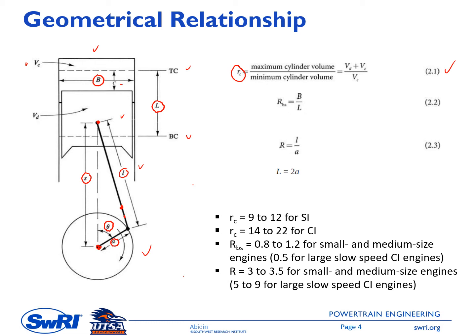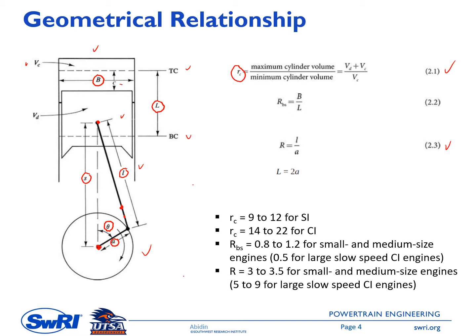The next parameter that is also important for designing an engine is the ratio between bore and stroke. Other people use the inverse, stroke to bore. It doesn't matter. So equation 2.2, RBS, is the ratio of the bore to stroke. And then the next one, equation 2.3, capital R, is the ratio of the connecting rod length to the crank radius, small l over a.